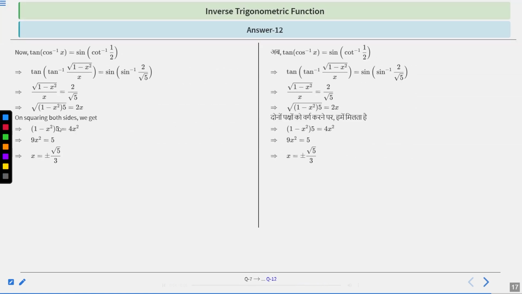Now, tan of cos inverse x is equal to sine of cot inverse 1 by 2. Therefore, tan of cos inverse x can be written as tan of tan inverse of root over (1 minus x square) upon x, which is equal to sine of sine inverse 2 by root 5. So root over (1 minus x square) upon x is equal to 2 by root 5. Therefore, root over (1 minus x square) into root 5 is equal to 2x. On squaring both sides, we get (1 minus x square) into 5 is equal to 4x square. After solving, you get 9x square is equal to 5. Therefore, x is equal to plus minus root 5 by 3. Got it? So x is equal to plus minus root 5 by 3 is the right answer.